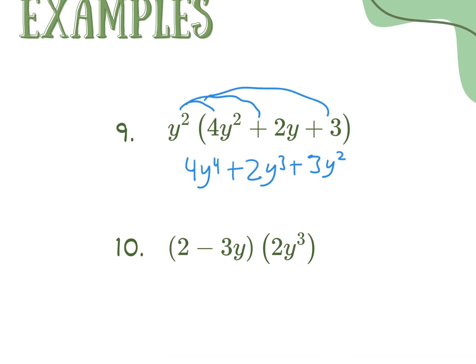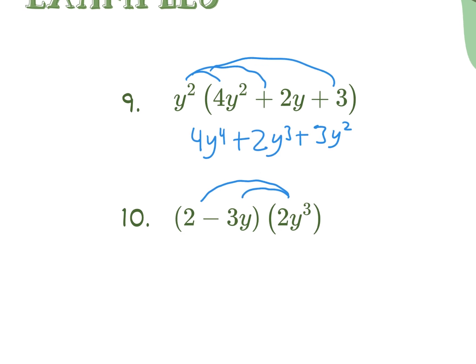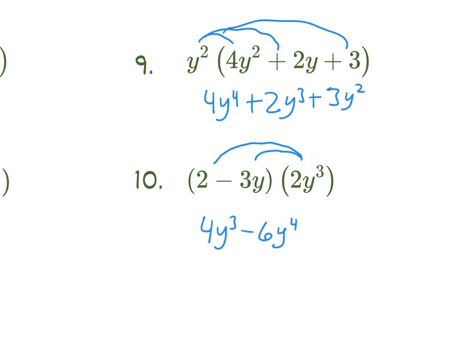All right, number 10, same idea. I do have a single term multiplied by multiple terms. It's just written differently, right? So this one I can just go backwards. All right, so I can distribute 2y to the third times 2 is going to get me 4y to the third. And then negative 3 times 2 is negative 6. And then y times y to the third is y to the fourth. So this is a perfectly acceptable answer.